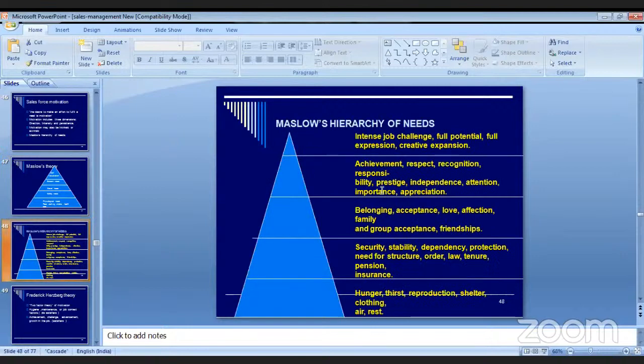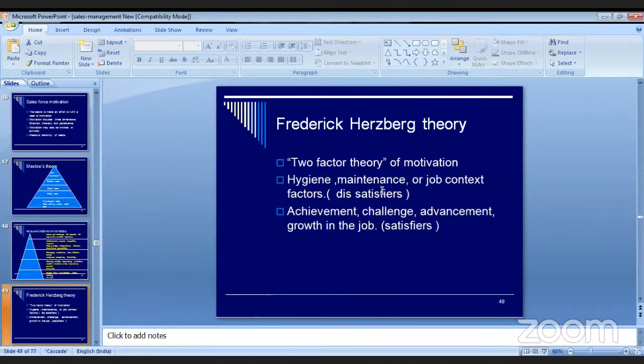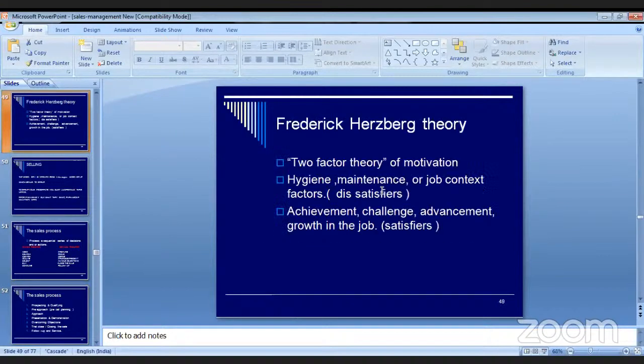Then Frederick Herzberg's two-factor motivation theory: health and hygiene factor, maintenance, this aspect is highly essential. Then promotion and demotion, that aspect is also highly essential. We say different motivational theories are implemented in this sales department. Next, come to the sales department.